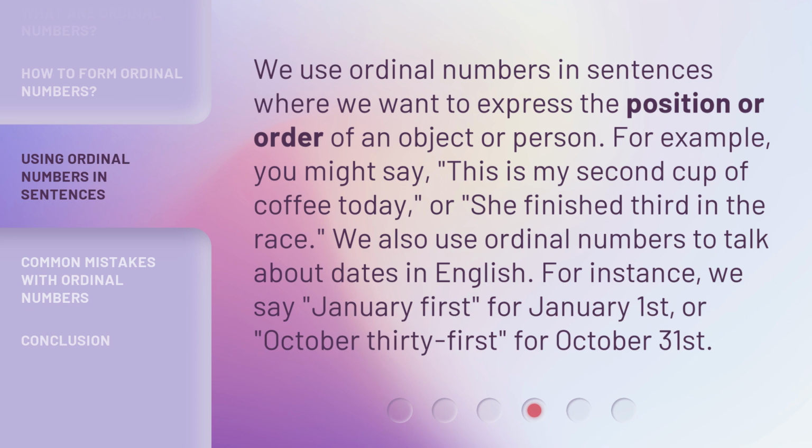We also use ordinal numbers to talk about dates in English. For instance, we say January 1st for January 1, or October 31st for October 31.